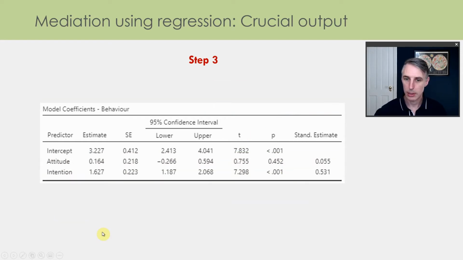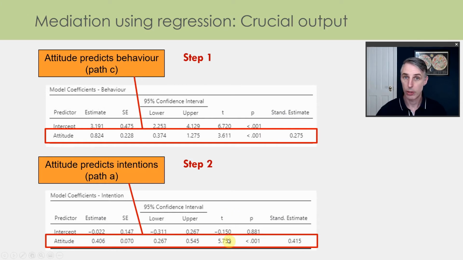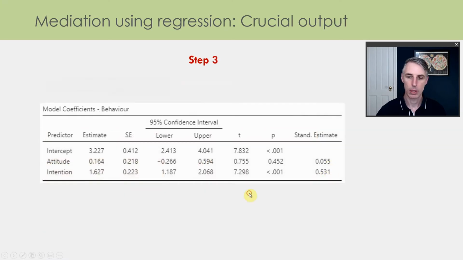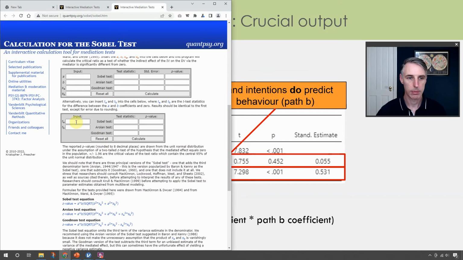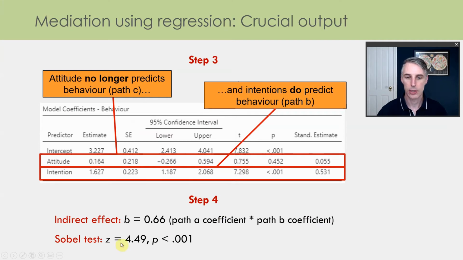Then in step 4, we can conduct a Sobel test. If I just pop back to the previous slide, one of the first t statistics that we need is this one for path A, 5.759. So I'm just going to go to the calculator. 5.759, and for path B, this was the t statistic here, 7.298. Calculate that, and this is the Aroian test, the classic Sobel test, 4.49, and this is a Z statistic, 4.49, and a really highly significant p-value. So back to the slides. That's the results of the Sobel test, 4.49 Z, and highly significant.